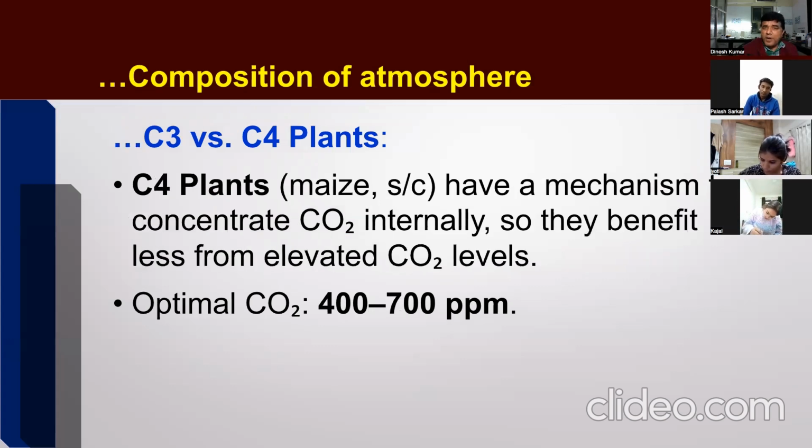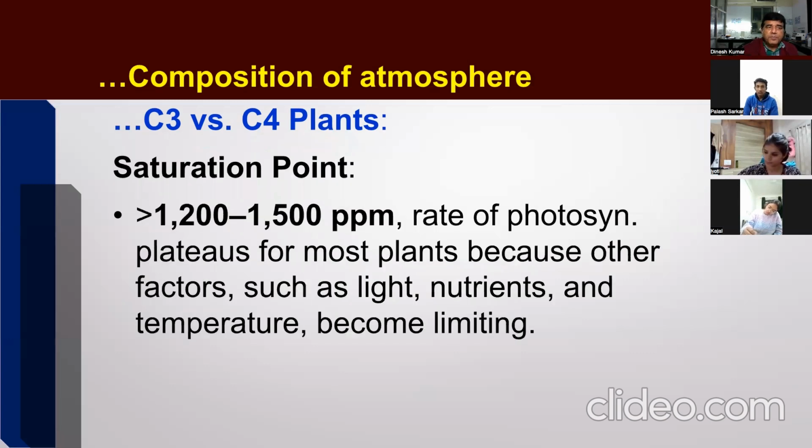Now, C4 plants like maize already have a very efficient photosynthesis system. They have a mechanism to concentrate CO2 internally, so they benefit less from elevated CO2 levels. For them, the optimum level of CO2 is 400 to 700 ppm carbon dioxide concentration.